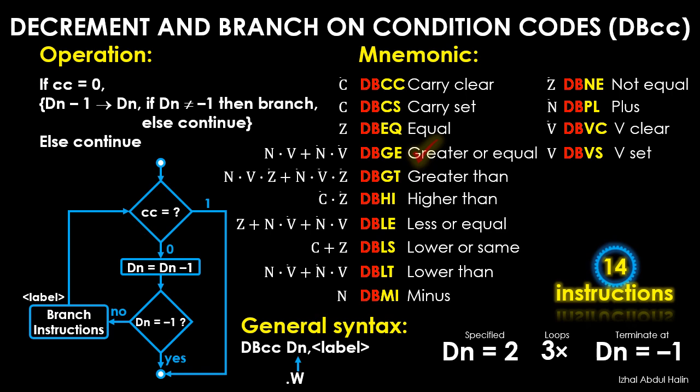Another situation where the loop is prematurely terminated occurs when the last instruction in the branch affects the status register such that the condition code evaluated equals 1. We will examine this condition in part 2 of this video series. Let's move on.